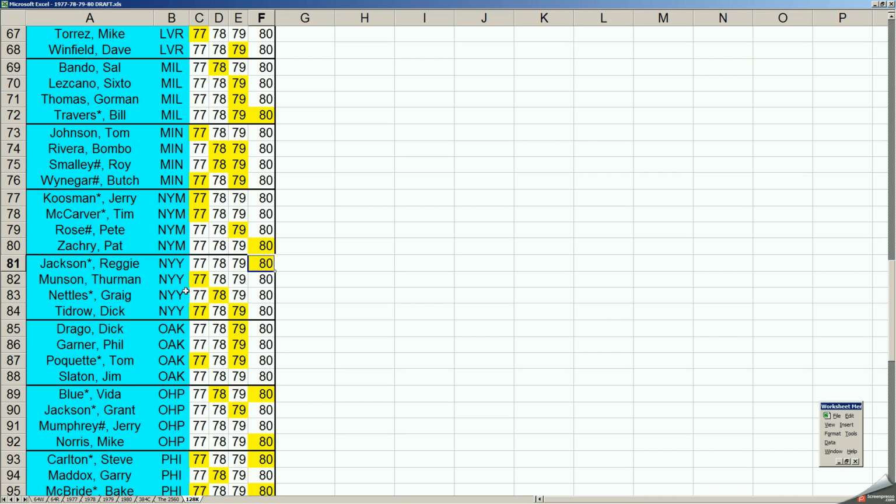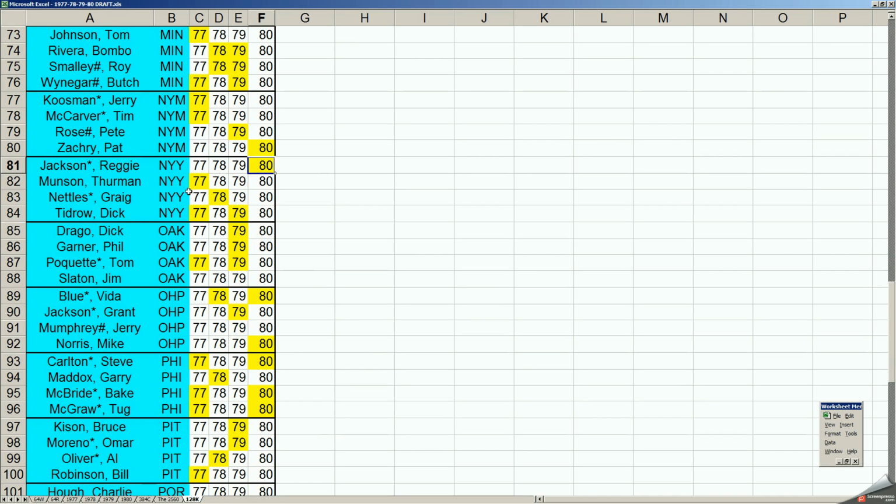Reggie at 300 in 1980. Thurman Munson, 77. He was actually better coming off the MVP award than when he won the MVP award in 76. Nettles, Gold Glove defense in 78 and 32 bombs.